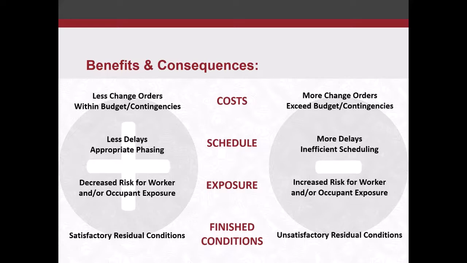Exposure, obviously we want to reduce and prevent exposure as much as possible. If you have a good plan in place, that helps with that. If you don't have such a good plan in place, you could increase the risk not only for the workers but also the occupants who may unknowingly be exposed to something. And then finished conditions: if you have a good plan, the owner will usually be happy with the finished conditions. If you don't have a great plan, then you might have conditions that the owner isn't so happy with, and then it becomes a fight to try to correct and fix those deficiencies.